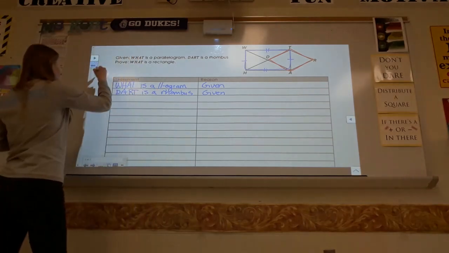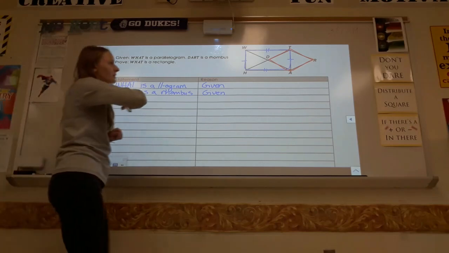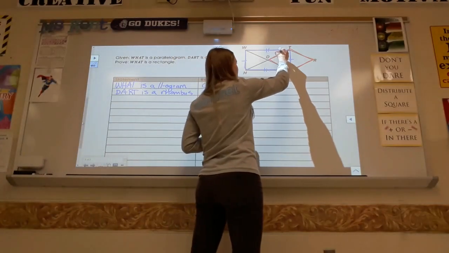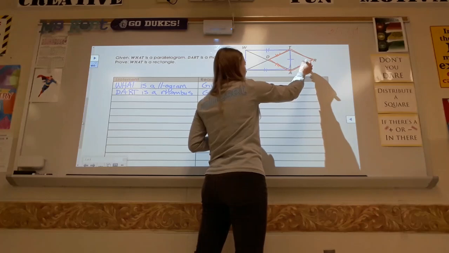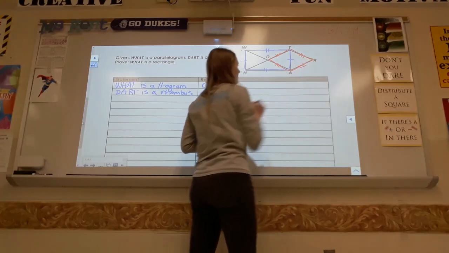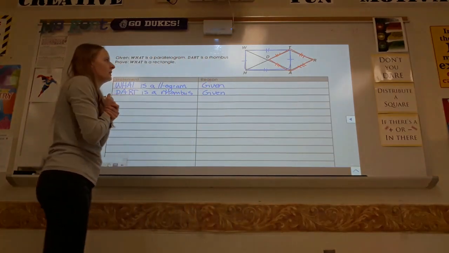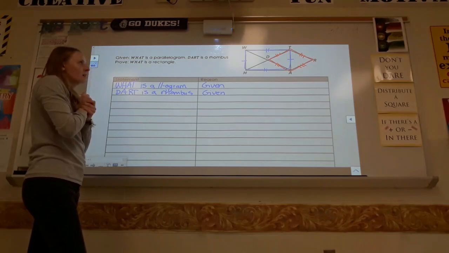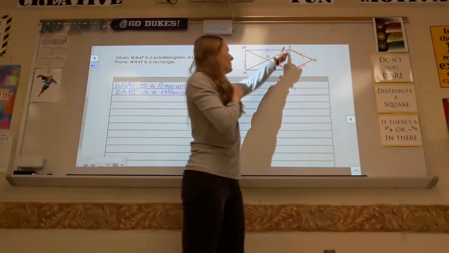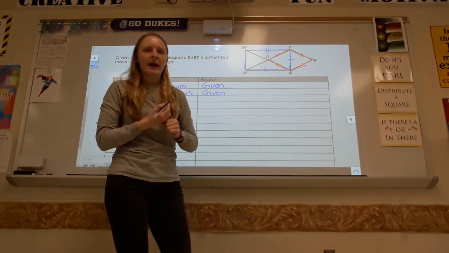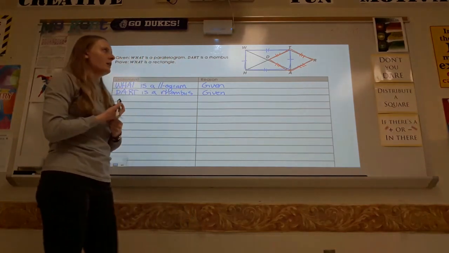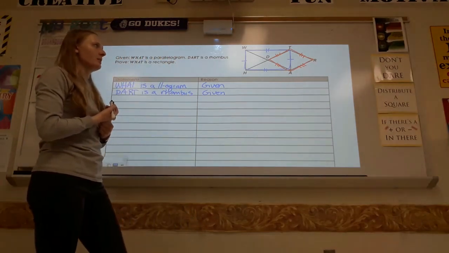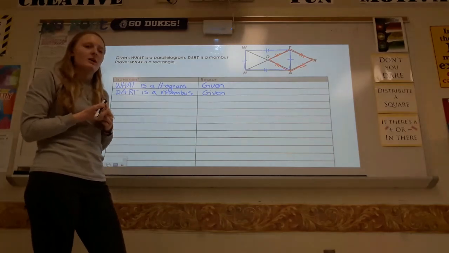Now, let's move on to the rhombus. I know that in a rhombus all the sides are congruent. And I only have one diagonal here, so I don't think we're going to be using anything in terms of the diagonals of a rhombus. So I know all four sides are congruent and we're not doing anything with angles. I think that's where I'm going to stop with the rhombus.